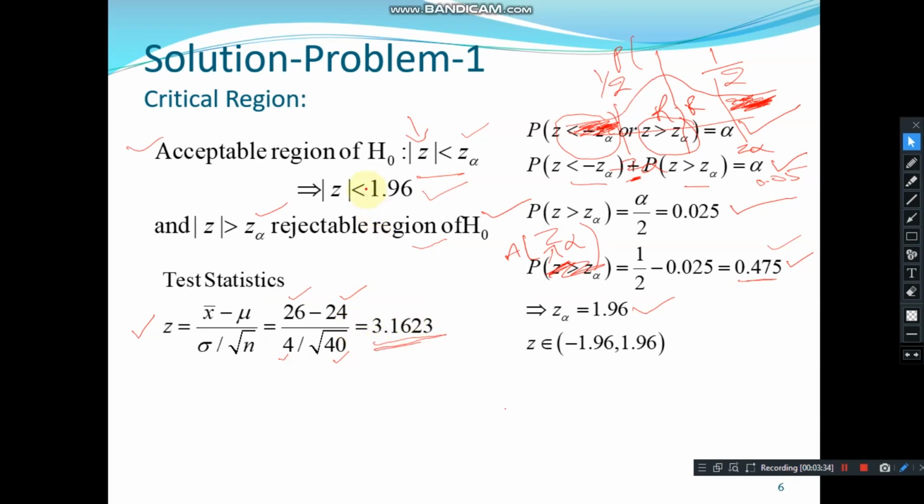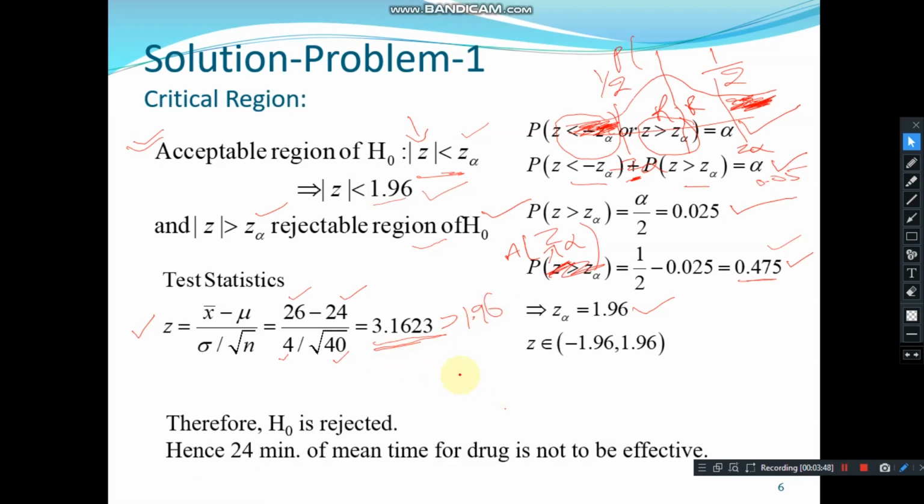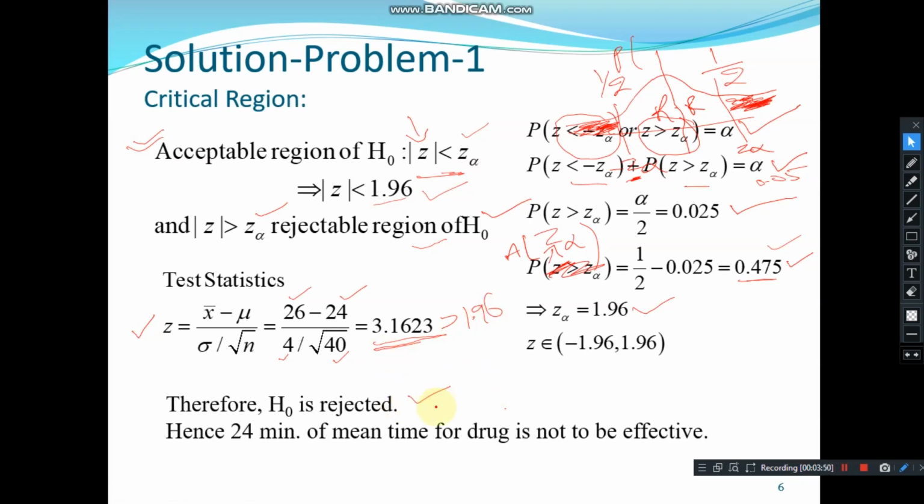Observe here, this does not lie between these limits. It is beyond the acceptable region of H0, because it is greater than 1.96. Therefore this value should be rejected. H0 is rejected. And what is H0? Mu is equal to 24, which we have taken. So the mean time is not 24. If it is 24, that should not be effective. So that is the conclusion of the problem.